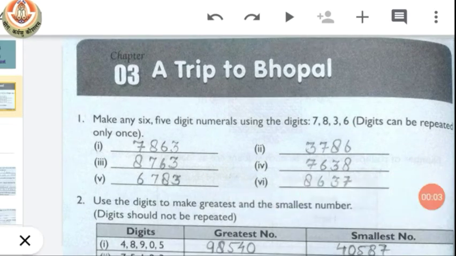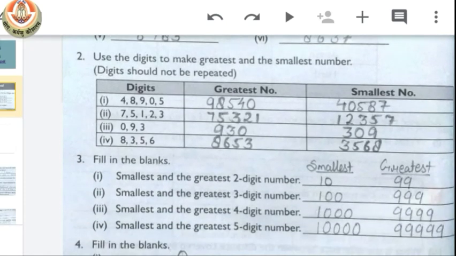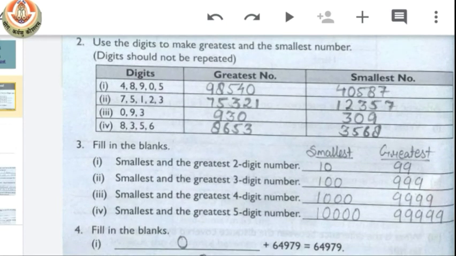They are our numbers by using given 4 digits. As you can see here, we have to make any 5, 6 digit numerals. That means it should be 4. Okay, we have to use only given these 4 digits. So it should be 4, not 5. Maybe it is misprinting. Let's move on to the next question.